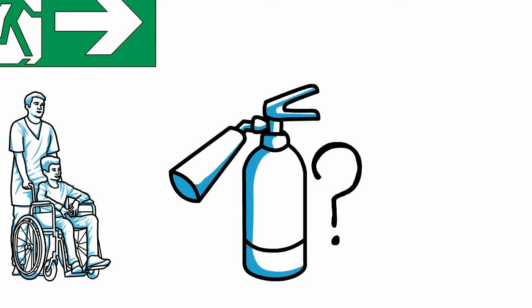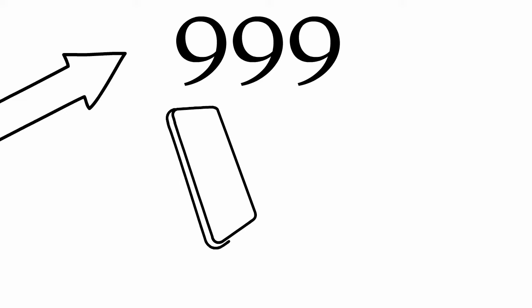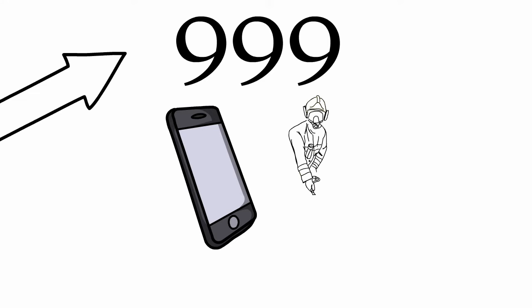If the fire is too big, it's going to be too late. Just get yourself out. Then ring 999. Again, you can use your company mobile or your own mobile, but make sure everyone's safe. Call 999 and they'll want certain information from you.